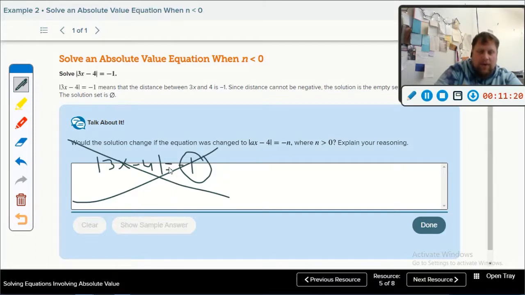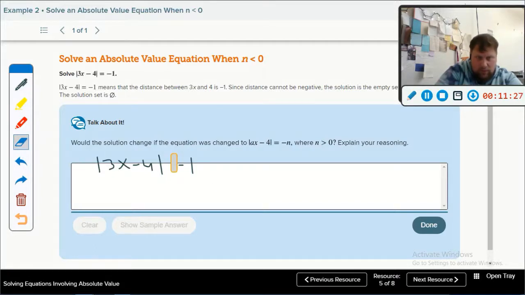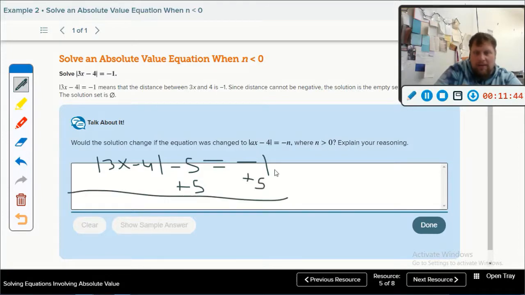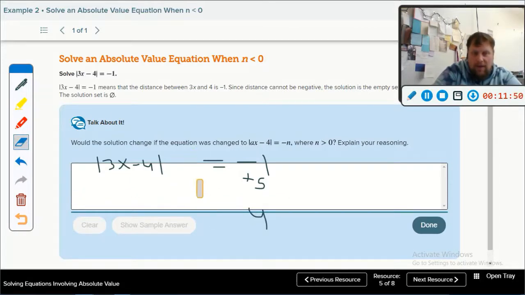Like I said, if I were to go ahead and, let's say, over here I threw in a minus 5 equals negative 1. Well, that's different, because then I don't just have the absolute value over here. I have to add that 5 over, right? Add that 5, and now I have that this side is equal to positive 4. Well, that's different.